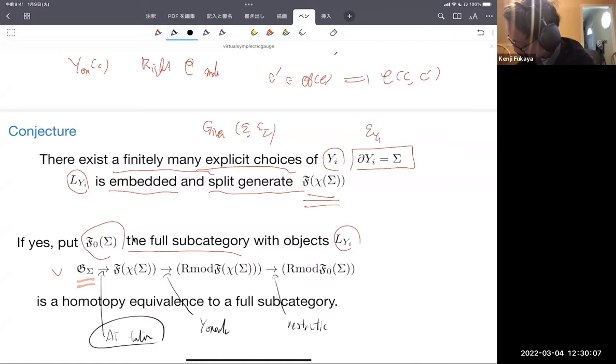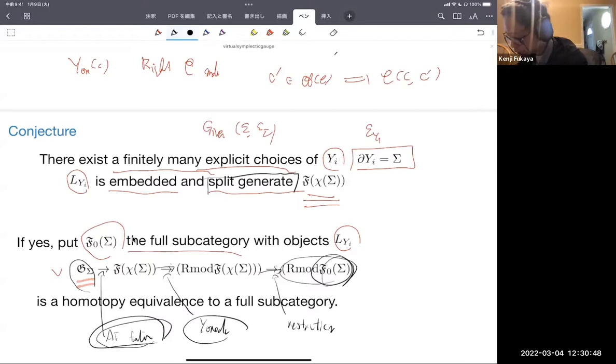The first functor, the Atiyah-Floer functor, being a homotopy equivalence to its image is our main theorem. The second fact, that this is a homotopy equivalence to its image, is the Yoneda lemma. And the fact that this restriction is a homotopy equivalence to the full subcategory is exactly the consequence of this split generation. So if you compose these three functors, you see that this gauge theory category is isomorphic to some category of MVT modules. And we expect that we have some explicit calculation of this category, relatively small, so that gauge theory Floer homology for a three-manifold with boundary is some kind of light module over a certain MVT category.